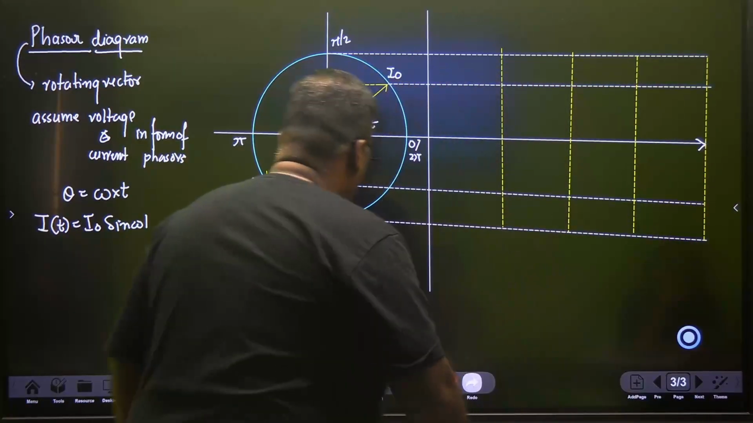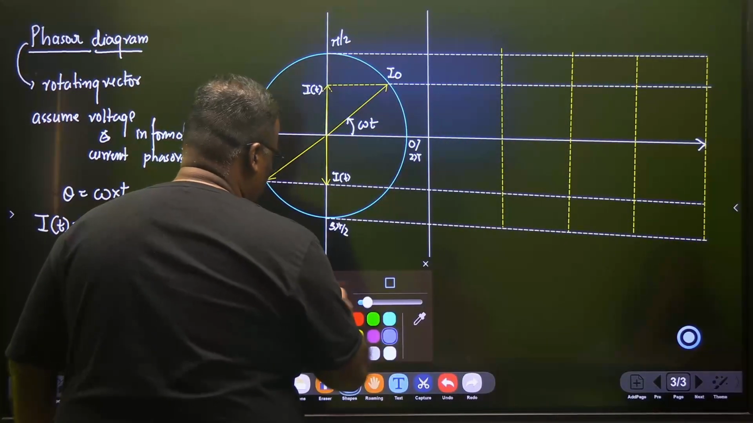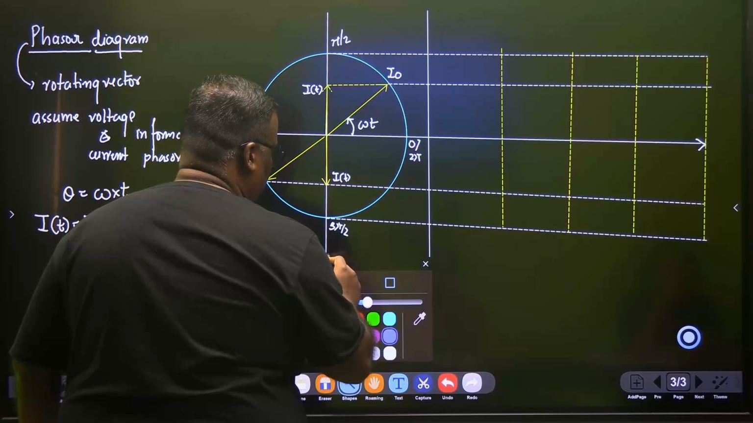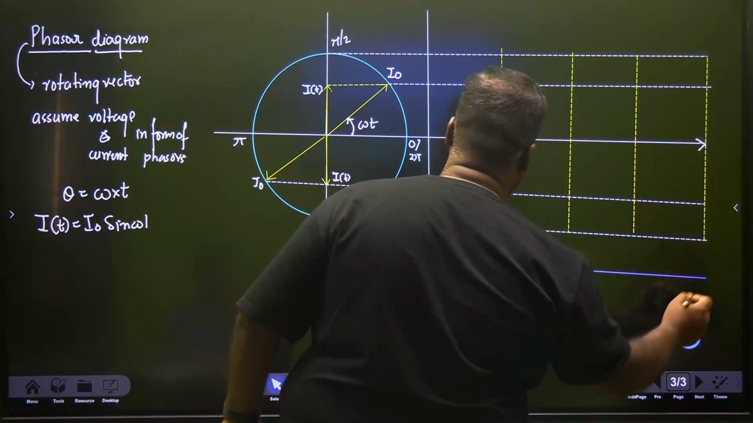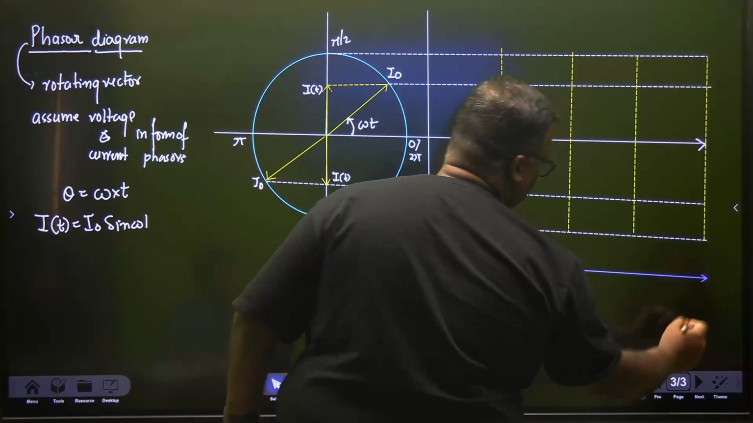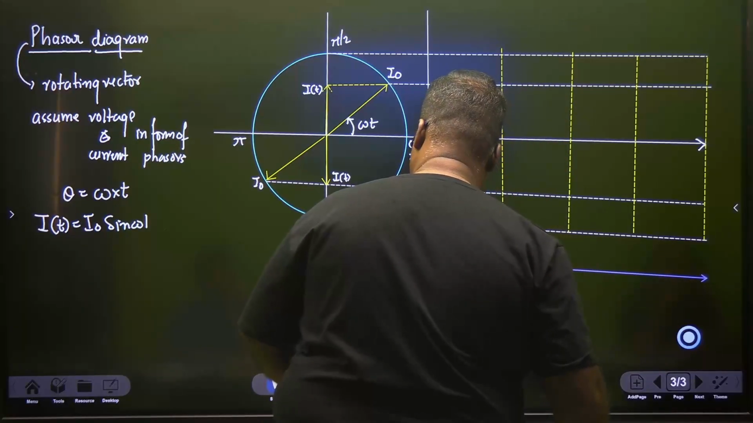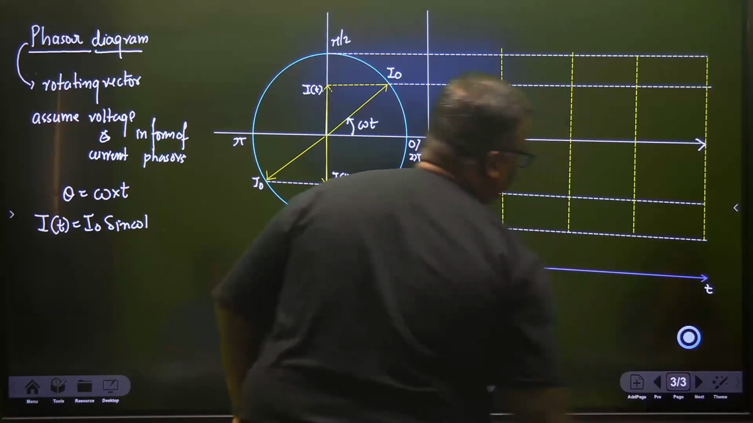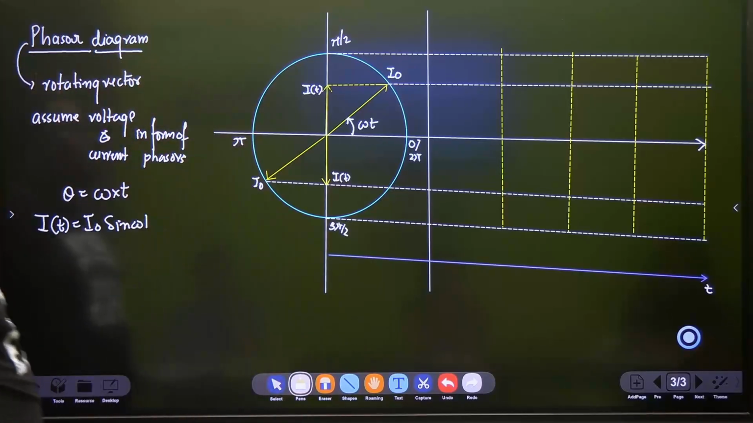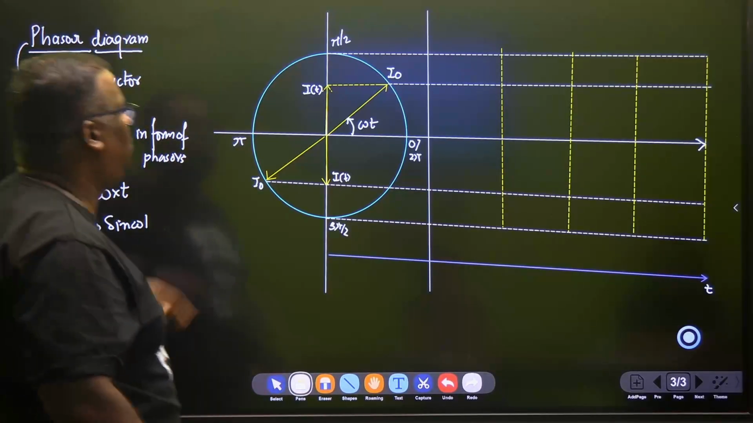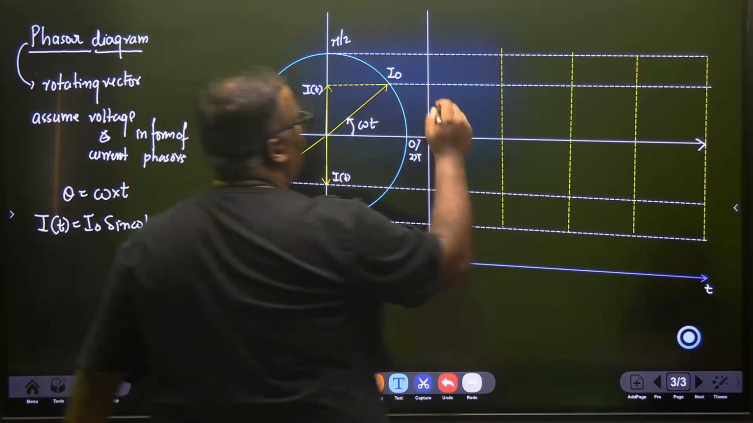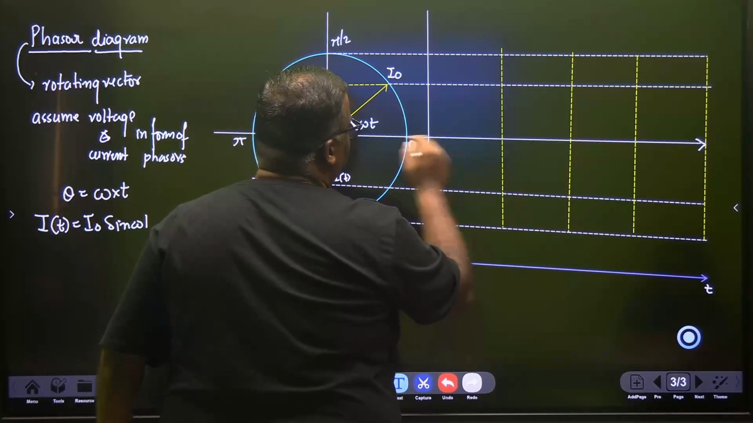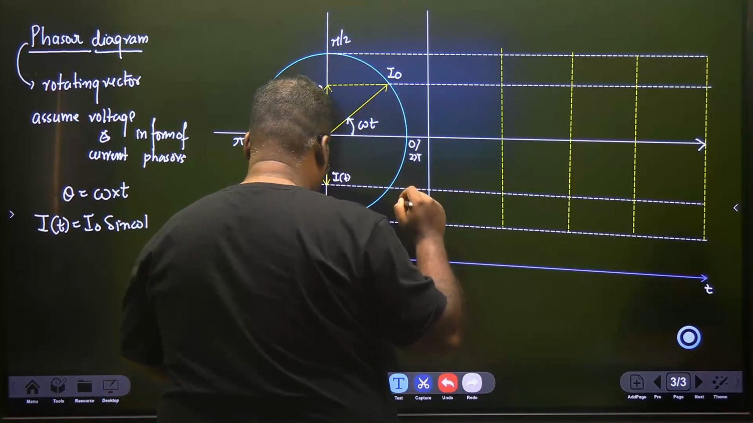Clear? And for our benefit, we are keeping a time axis right at the bottom. Don't get confused about it. Actually, this itself is time and displacement both, but this is my time axis. Just for your interest, I have kept a time axis out here. Okay? So now how does it plot? I equal to I naught sine omega t. So this phasor is rotating. When it is here at 0, let's put some points.